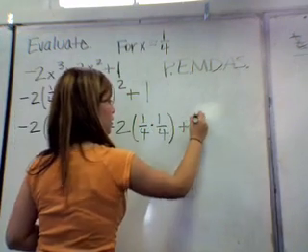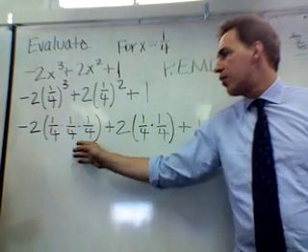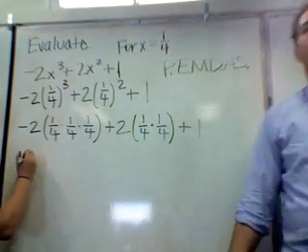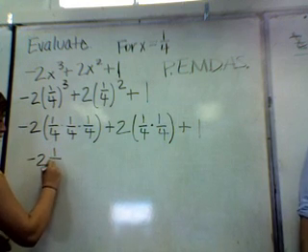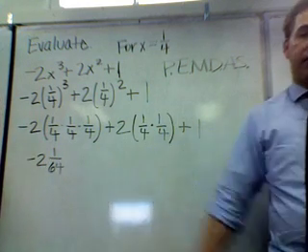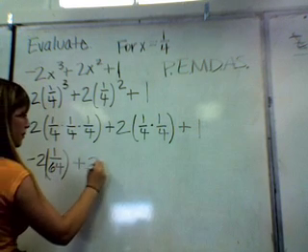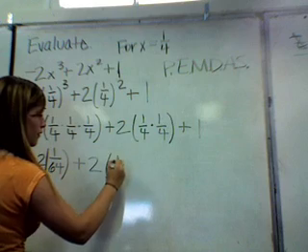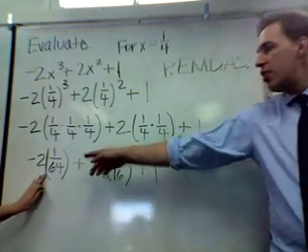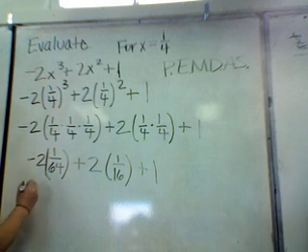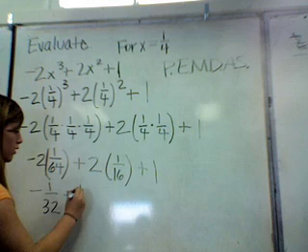And there you go. Now that is equal to, if you remember your fractions, 1 times 1 times 1 is 1. 4 times 4 times 4 is 64. So it's negative 2 times 1 over 64, in brackets, plus 2 times 1 over 16 plus 1. And then the 2 goes into 64. It's going to be negative 1 over 32 plus 1 over 8, and plus 1.